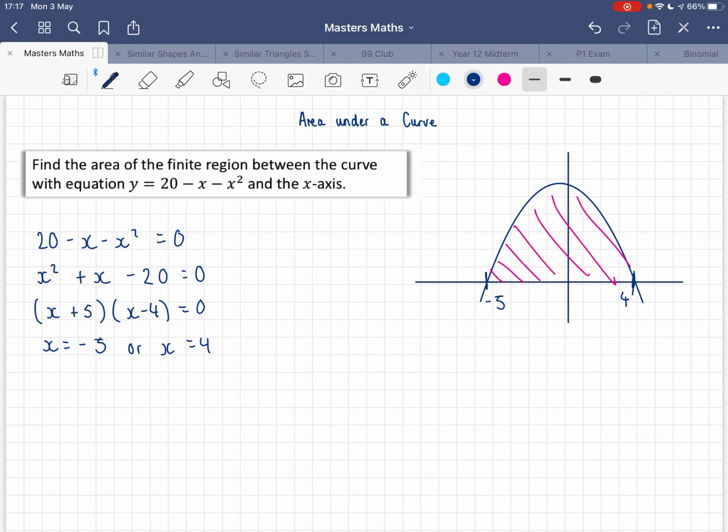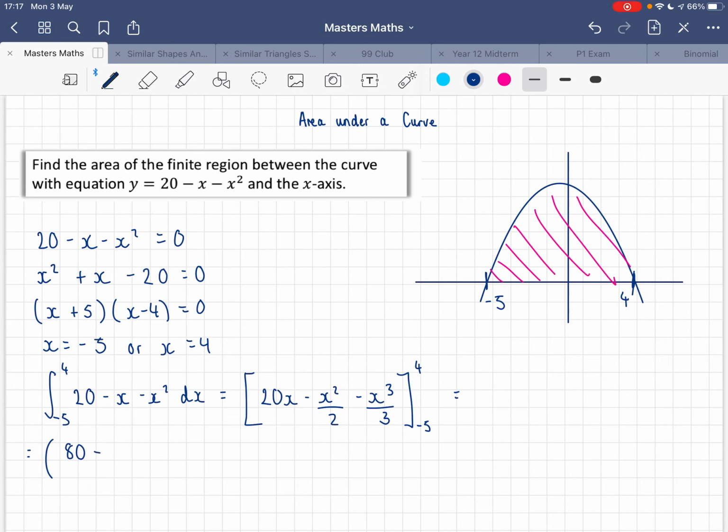So we integrate the original equation between 4 and minus 5. And we're doing 20 minus x squared dx. That gives us 20x minus x squared over 2 minus x cubed over 3. We don't need the plus c, and we are then going to evaluate that between these two values. So do it one by one. I'm going to do a new line so that I have enough room. So my first bracket is putting 4 in for x.